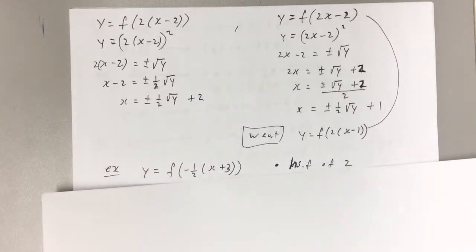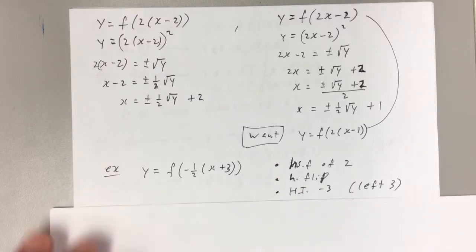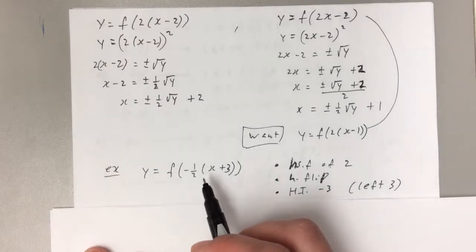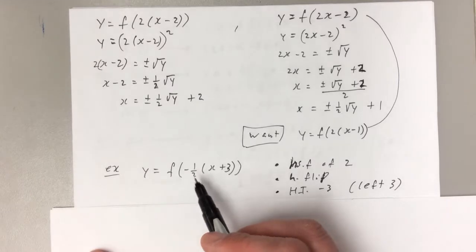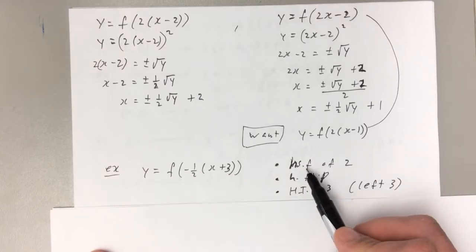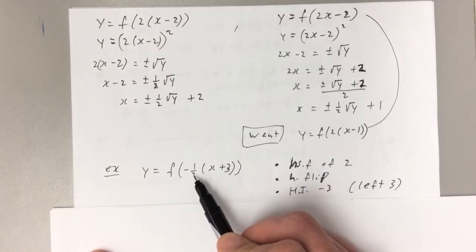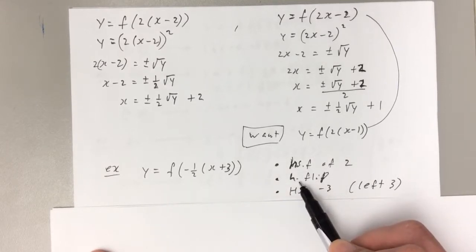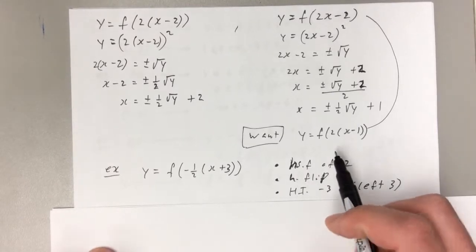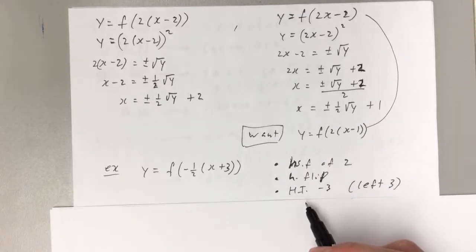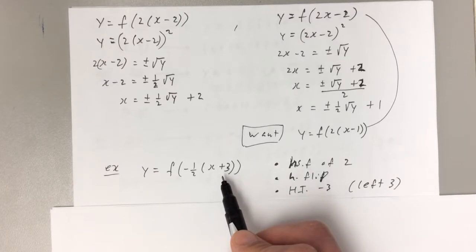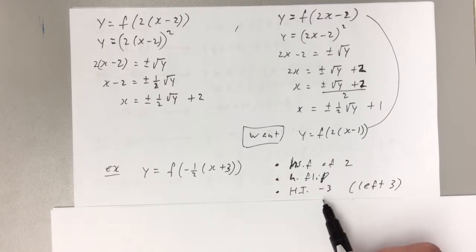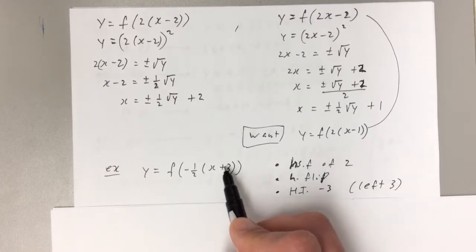Now, if you look at this, this is going to be a horizontal stretch factor of 2, and the negative means a horizontal flip, so a reflection in the y-axis. So a horizontal flip. In a quadratic, that doesn't do anything because it's symmetrical about the y-axis. And then this means a horizontal translation left 3, the opposite of that sign.